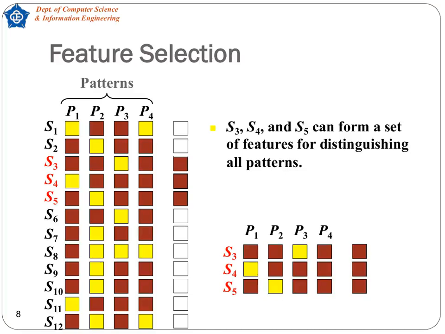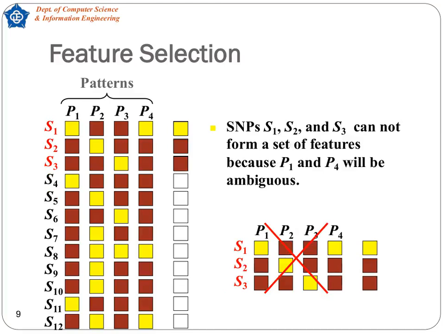In other words, with just S3, S4, and S5, we perfectly distinguish all 4 patterns while cutting out 9 redundant features. Building on our earlier example, here we have 12 candidate SNPs evaluated across 4 haplotype patterns, P1 through P4. Each colored square represents the allele state of a particular SNP under each pattern. Our objective remains to choose a small subset of SNPs whose combined allele profiles uniquely distinguish all 4 patterns.